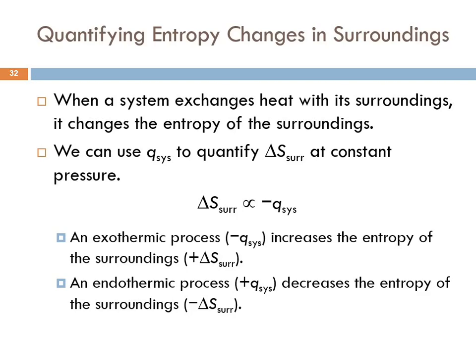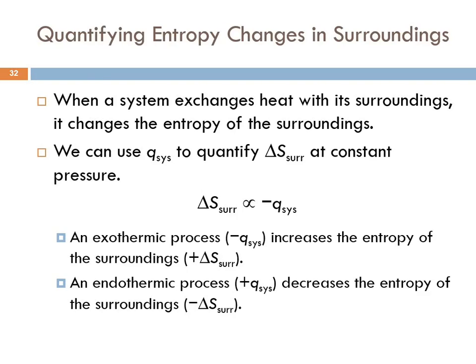So when a system exchanges heat with its surroundings, it changes the entropy of the surroundings. So we can use Q sys, that is the heat. Remember Q equals MC delta T? It's that Q. The heat given off by the system, we can use that to quantify the change in entropy of the surroundings at constant pressure. So we can say that the change in entropy for the surroundings is proportional to negative Q sys.